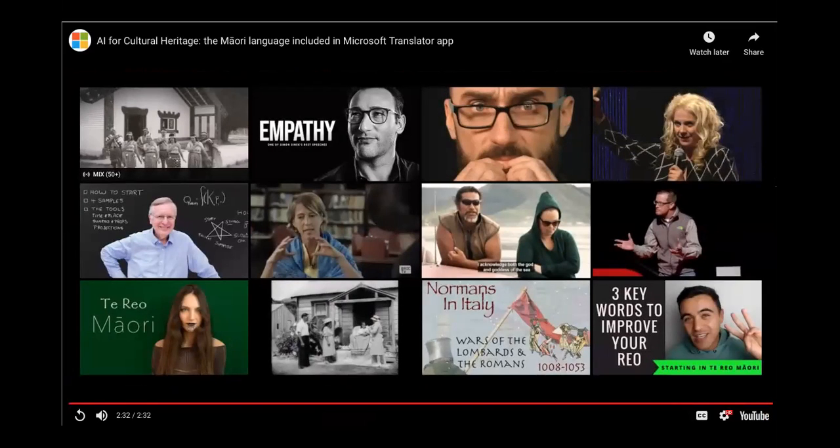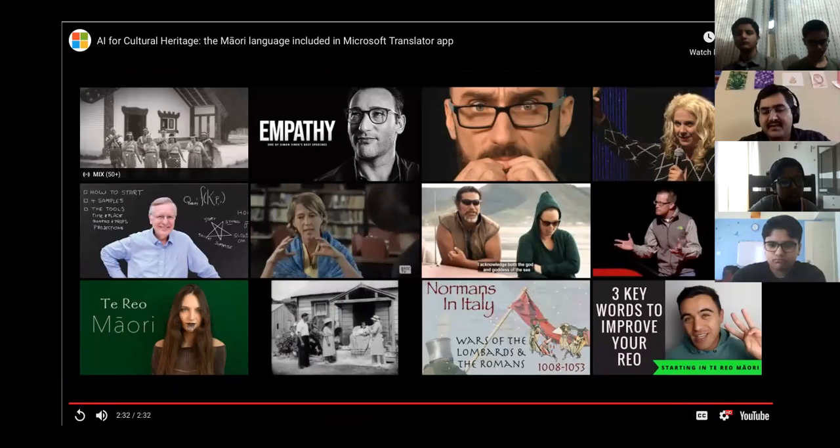So this was the cultural heritage category. In this particular space, Microsoft Translator started supporting the Maori language, due to which they are seeing both increase in adoption as well as their AI is getting more and more powerful with the language.